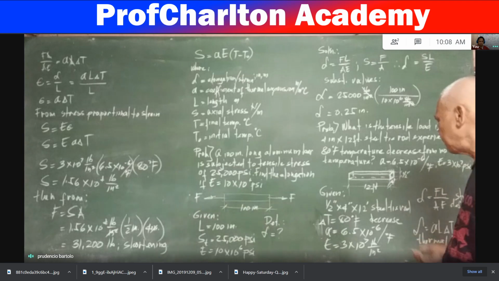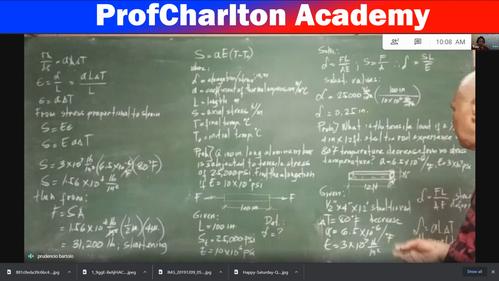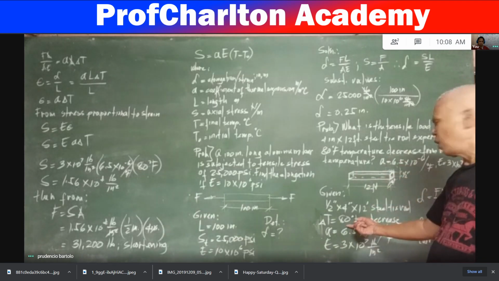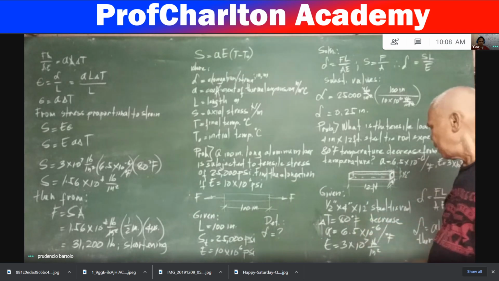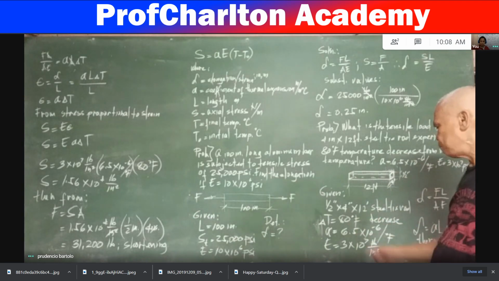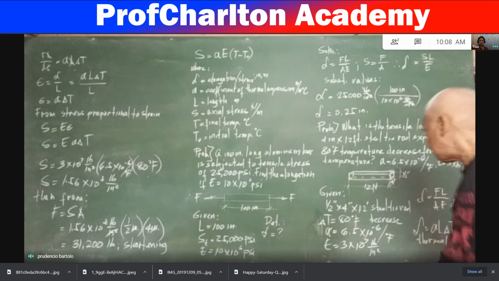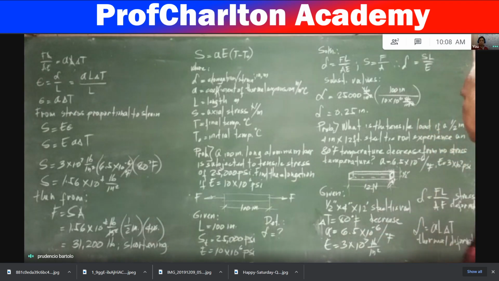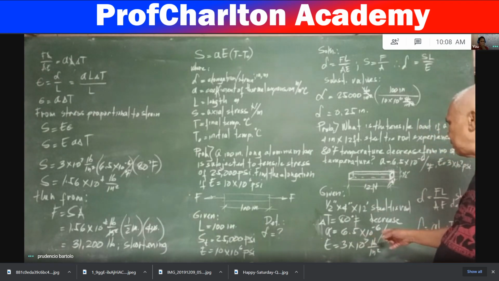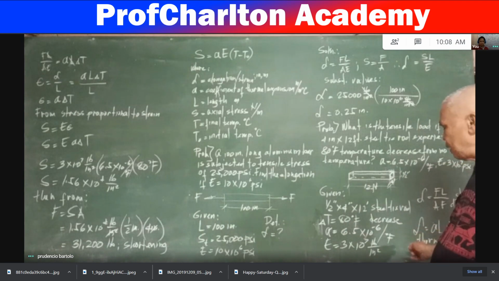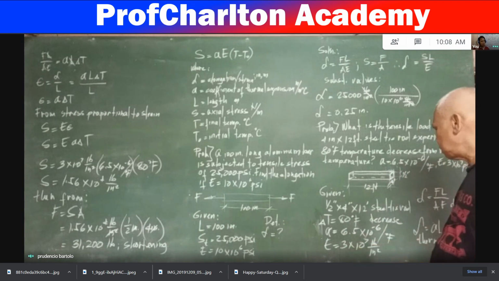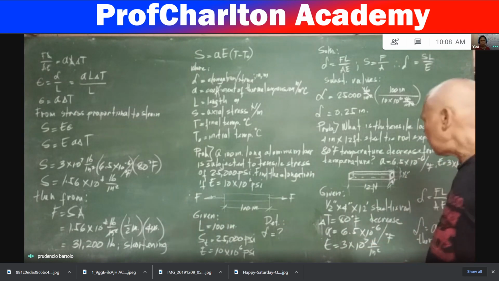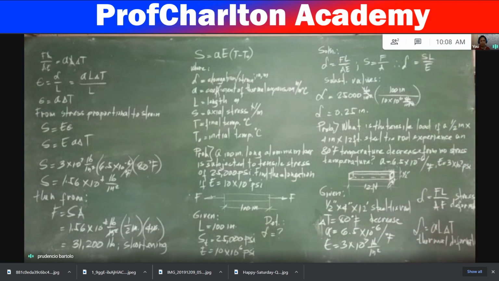The change in temperature is from an initial 0 to 80 degrees Fahrenheit. The coefficient of thermal expansion is 6.5 times 10 to the negative 6 per degree Fahrenheit, and the modulus of elasticity is 3 times 10 to the 7.